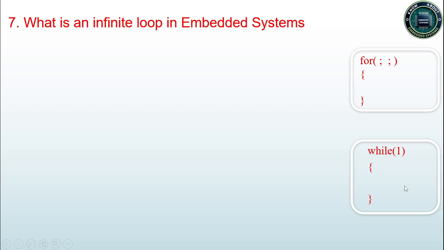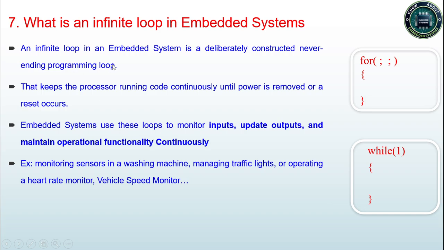So why is this infinite loop required? Now let us see in our embedded systems. An infinite loop in an embedded system is a deliberately constructed never-ending programming loop. This I already told, it's a never-ending loop. It will keep your processor running code continuously until power is removed or reset occurs. That means inside this while(1), if you write code, the code will be continuously executing. So why is this required? You can see the reasons here. In an embedded system, we require inputs to be monitored continuously.